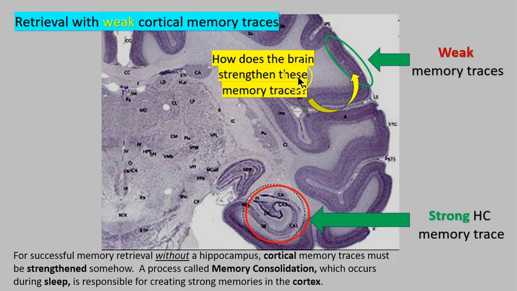So this raises an important question. How does the brain strengthen these cortical memory traces? For successful memory retrieval without a hippocampus, cortical memory traces must be strengthened somehow. And we now know how. A process called memory consolidation, which occurs during sleep, is responsible for creating strong memories in the cortex. And so now we see the benefit of the strong memory traces made in the hippocampus. They're going to be used not only to retrieve weak memory traces, but they're going to be used to strengthen weak memory traces in the cortex.